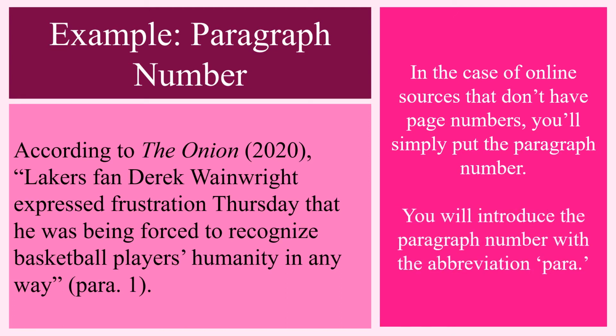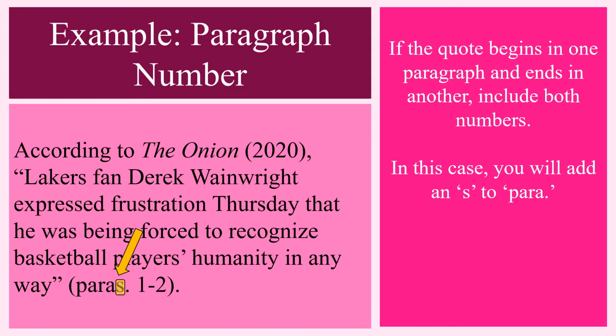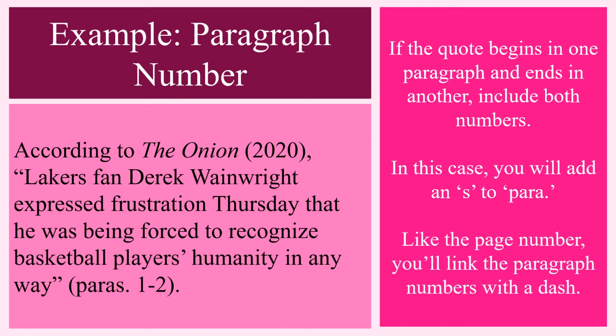You will introduce the paragraph number with the abbreviation para. Here we have para. 1 rather than p. 1. Para, of course, being an abbreviation for the word paragraph. If the quote begins in one paragraph and ends in another, both paragraph numbers will be included. In this case, you will add an s to para, and like the page number, you will link the paragraph numbers with a dash.